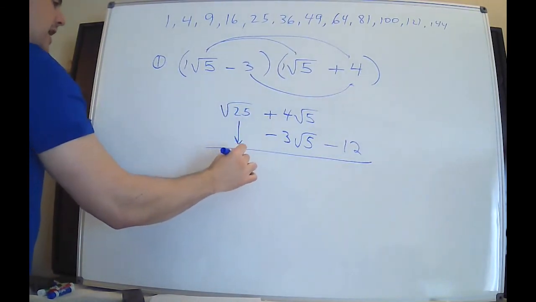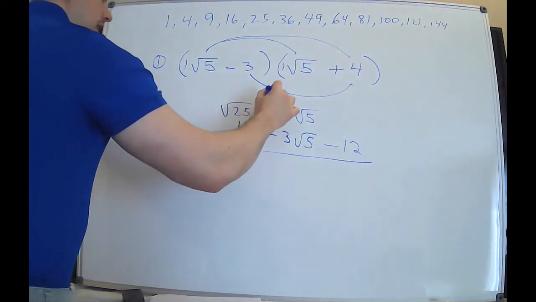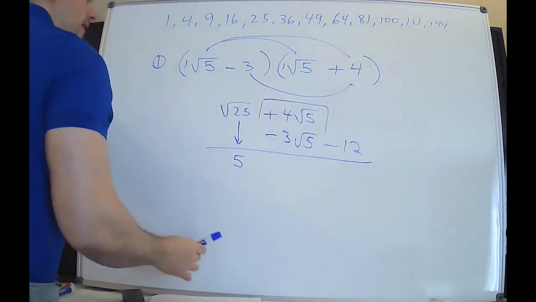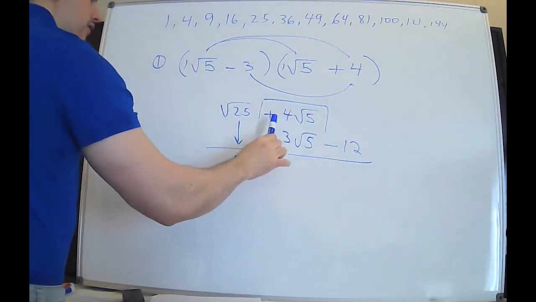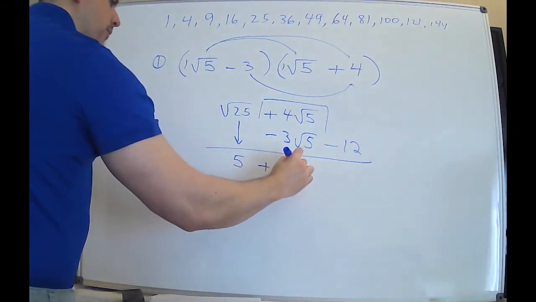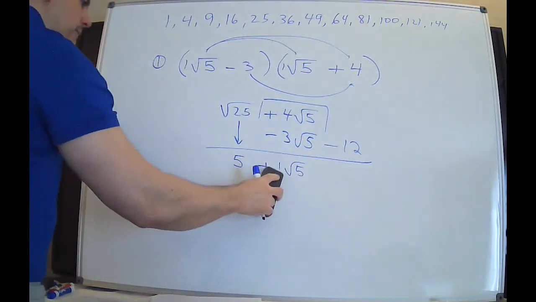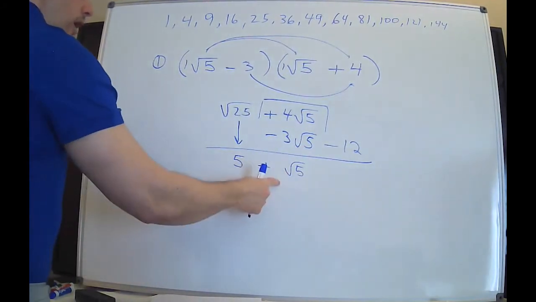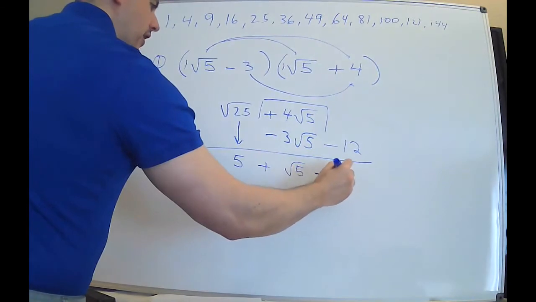Radical 25 comes out of jail as 5. These are like terms. I can combine them. I have 4 radical 5s, and I lose 3. That leaves me with 1 radical 5. I don't want to write the 1, then don't write the 1. There's 1 radical 5. The negative 12 is still there.